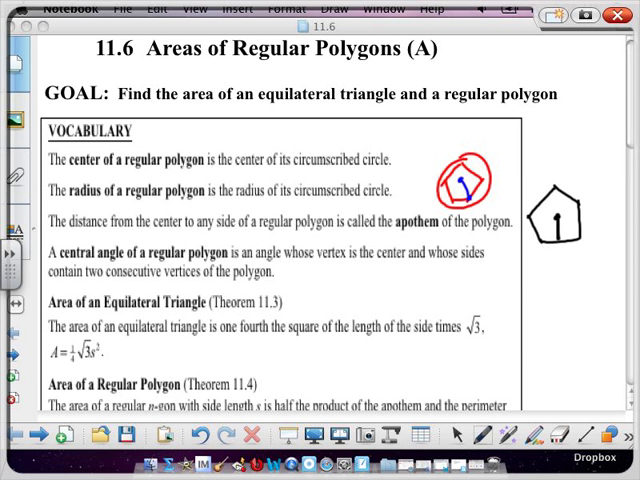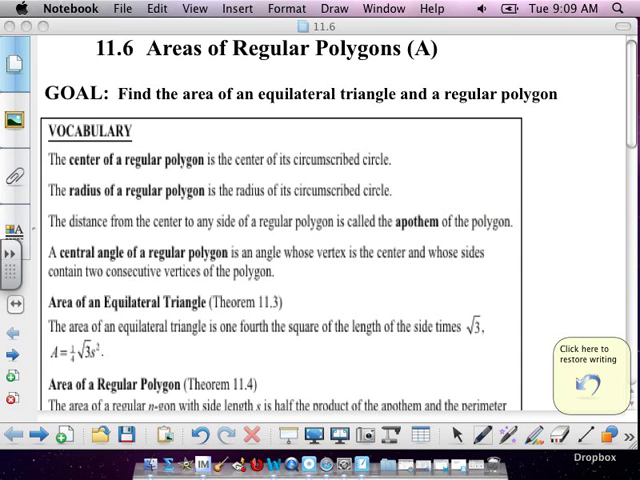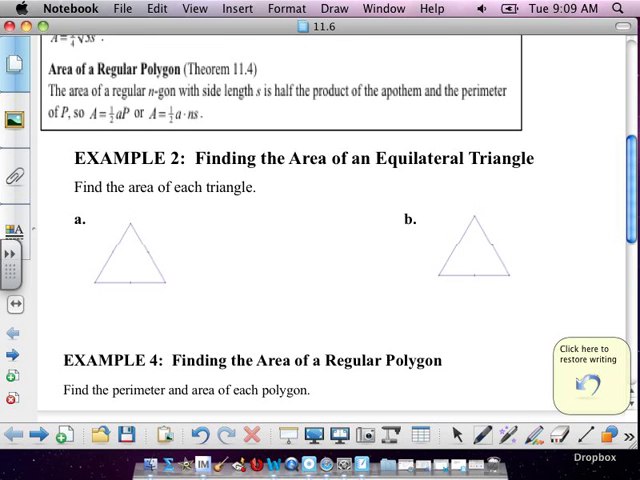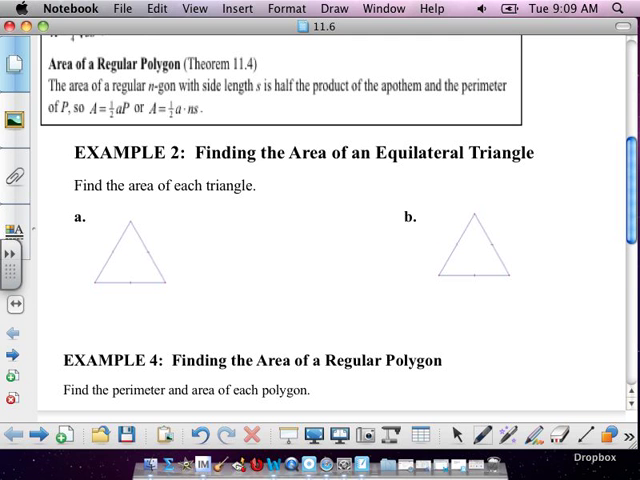Now, the most important part, our area of a regular polygon. Area of a regular polygon is 1/2 the apothem times perimeter. And the perimeter is just the number of sides times the length of the sides. Okay. All right. We are not going to do example 1, justify it. I don't think you guys particularly want to do a proof. So we're going to look at A and B for example 2.